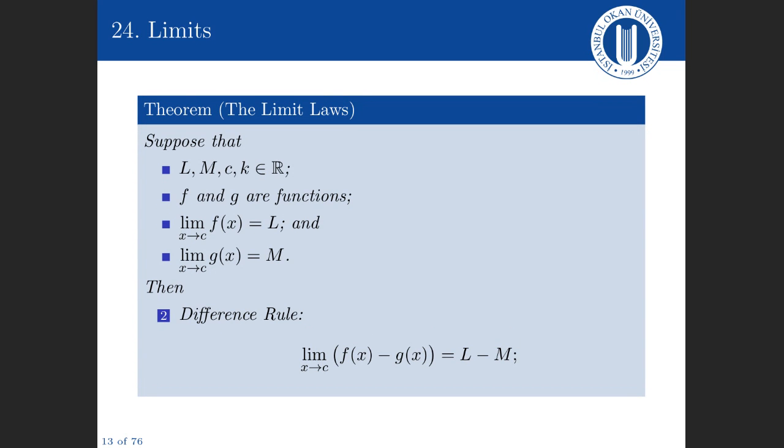Likewise, we have a rule called the difference rule. This is the same as the sum rule, except with a minus sign instead of a plus sign. We have a rule called the constant multiple rule. The limit of a number k multiplied by a function f of x is equal to k multiplied by L. In other words, anytime we have a number k inside the limit, we can take this outside of the limit.